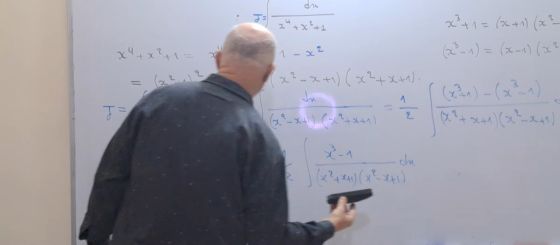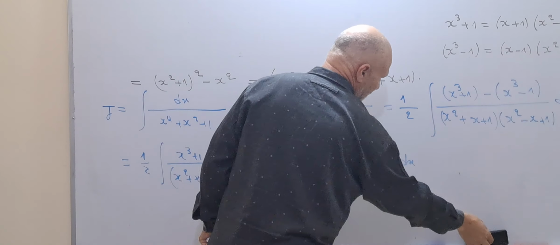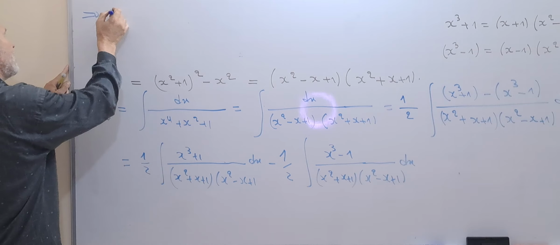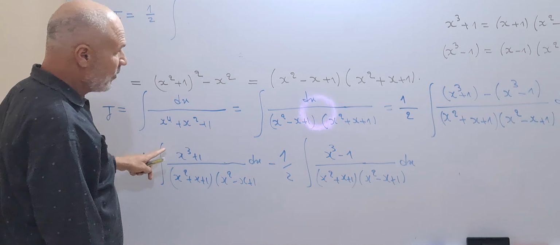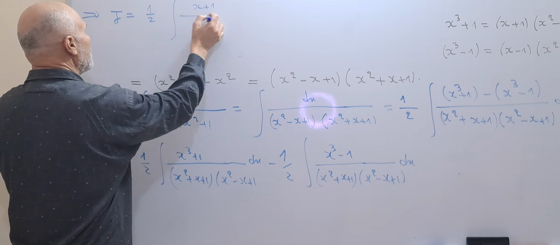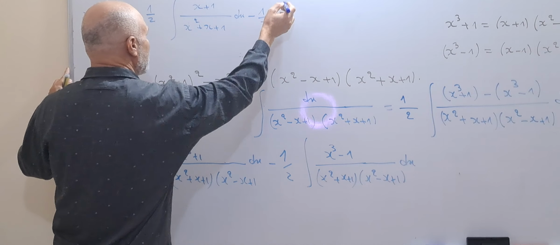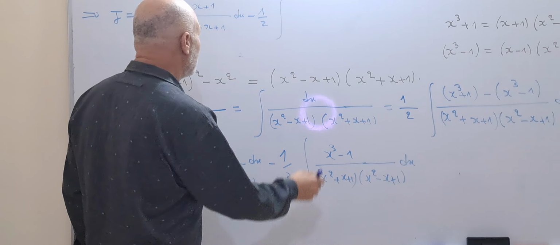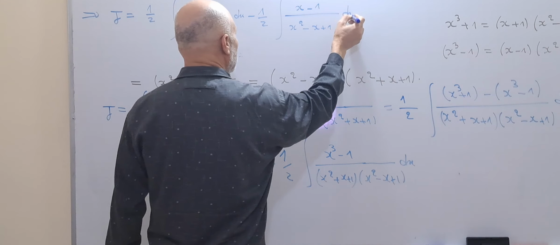Then we can simplify, since we have these two famous algebraic equations. Therefore, G is equal to 1 half the integral: x power 3 plus 1 is equal to x plus 1 times the remainder, then we get (x plus 1) over (x squared plus x plus 1) dx, minus 1 over 2 the integral: x power 3 minus 1 is equal to x minus 1 times the remainder, then we have (x minus 1) over (x squared minus x plus 1) dx.